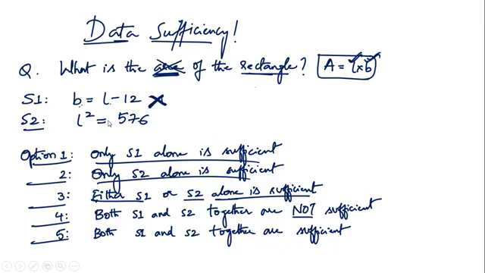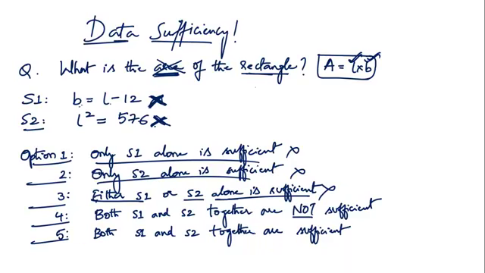But with length alone, can we solve the question? No. I know the length, but the breadth is not known to us. So can statement 2 give me the answer? No. Statement 2 will not give me the answer. So 1 alone has failed, 2 alone has also failed. So clearly option 1, option 2 and option 3 are ruled out. 1 alone cannot give me the answer, 2 alone cannot give me the answer, and either 1 or 2 also cannot give me the answer.